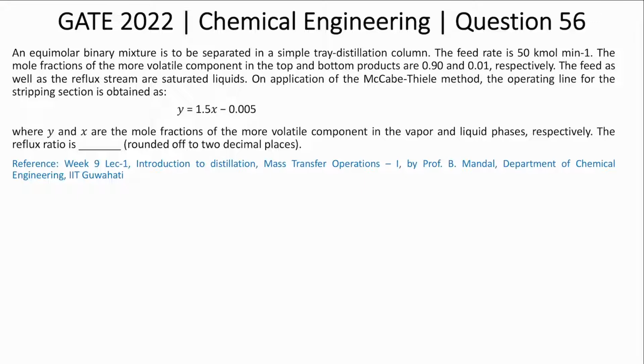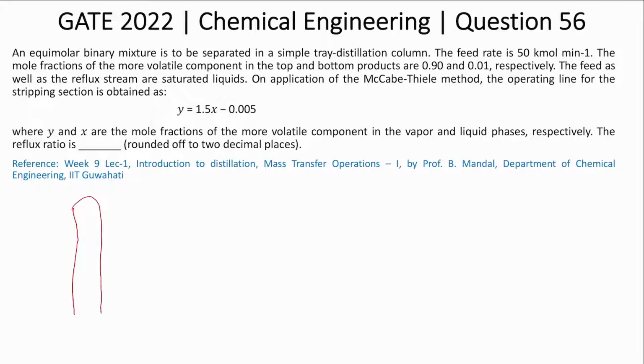So this is from the distillation part of mass transfer, and the NPTEL lecture series for the concepts of distillation can be obtained in lecture 1, week 9, Introduction to Distillation in Mass Transfer Operations 1 by Professor B. Mandal, Department of Chemical Engineering, IIT Guwahati. So let's look into some brief things about the distillation column.